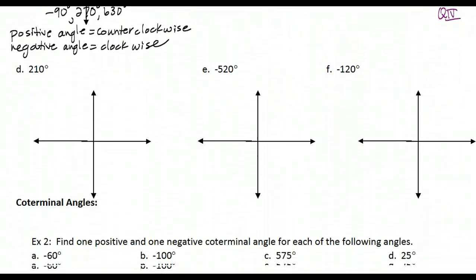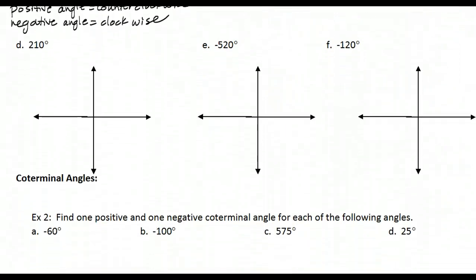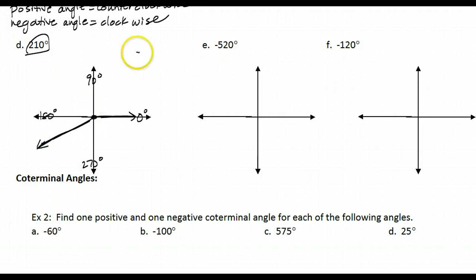Let's keep going. Alright, so again, label your key points here. And if I do that, I can see that 210, that's going to go somewhere in between 180 and 270. And it seems to me that it's a little closer to 180. So I'm going to do my best to draw a little closer to 180. Then I draw in my directional angle and I label it 210 degrees. That one ended in quadrant 3.